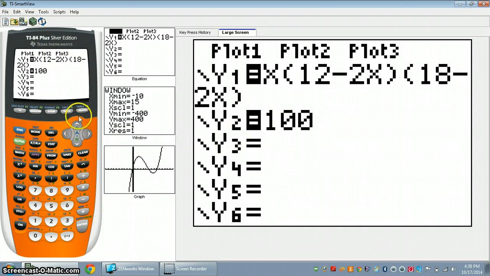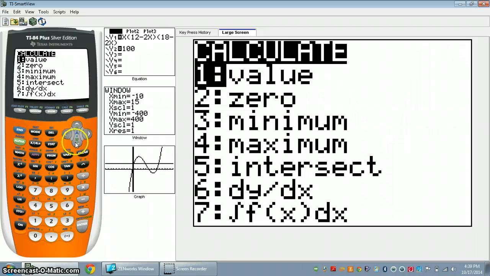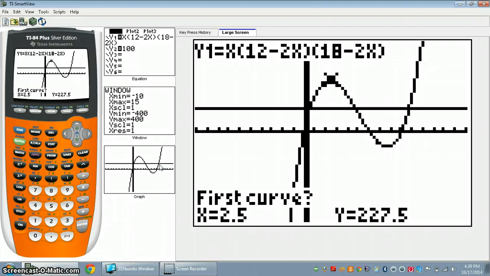What that's going to do, if I push graph, is graph a horizontal line through the points of my graph where the volume equals 100. And we see that it will cross 1, 2, 3 times. We can't exactly count that out or see the exact number, so we again are going to go back to second trace. And since we have two graphs, we're going to go down to intersect, because we want to find the 3 intersection points. So you push enter, and it's going to ask you a series of questions.